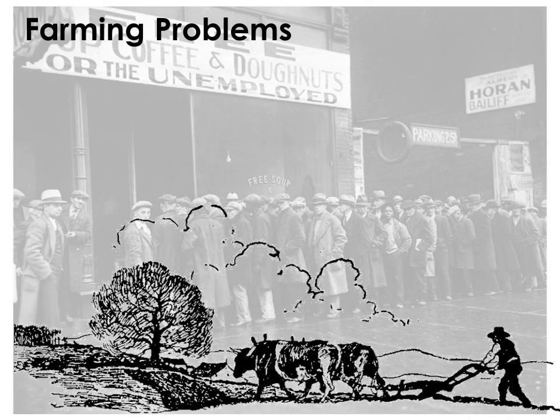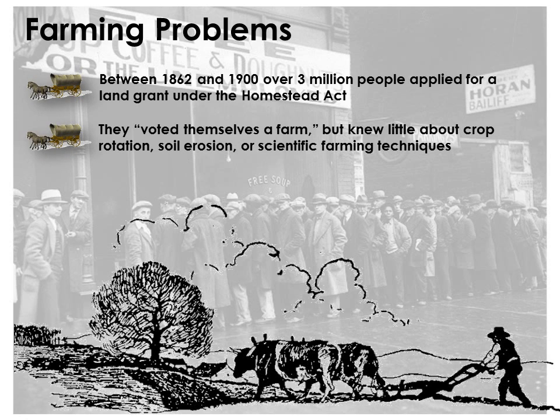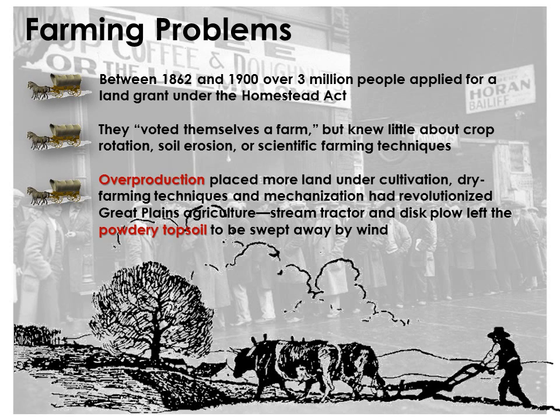The American farmer, who hasn't had a very positive story since the days of the populists, is also hit doubly hard. You remember the Homestead Act? Well, under the Homestead Act, over 3 million people applied for grants from 1862 to 1900. They got themselves a farm, but they knew very little about crop rotation or soil erosion or scientific farming techniques. And so, as a result, they did not conserve soil, they overproduced.